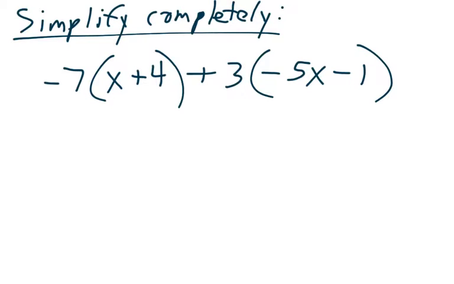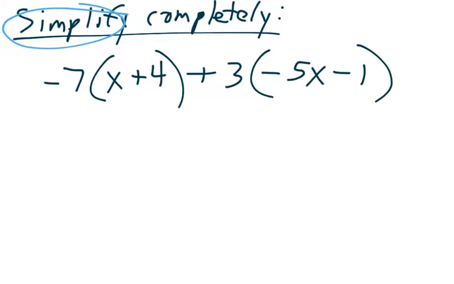Okay, so here we have another example that actually has 2 parentheses in it. Now, I do write the direction to simplify completely because I want you now to get in the habit of always thinking about distributing first and combining like terms second. But you might just see directions that just say simplify, okay? So if the directions say simplify, you are looking to do both, distributing and combining like terms.